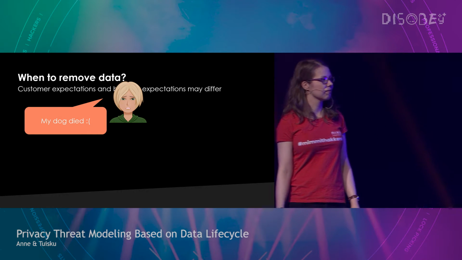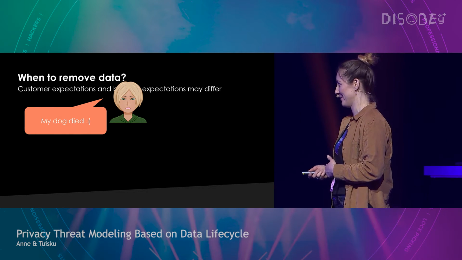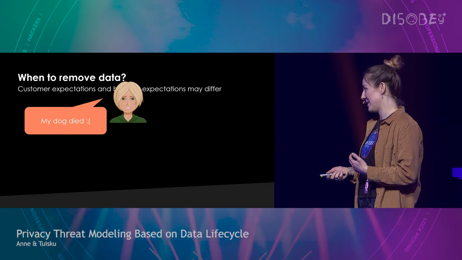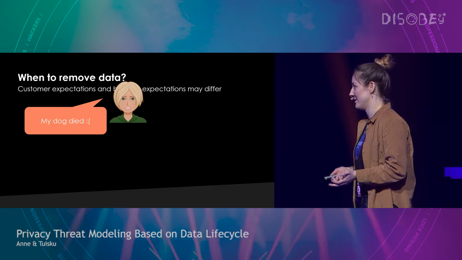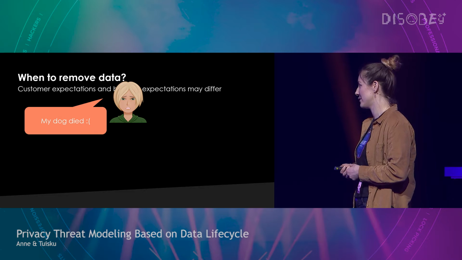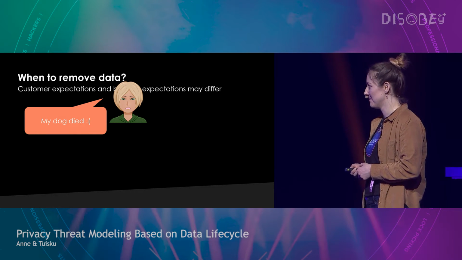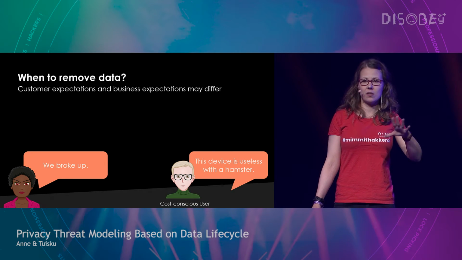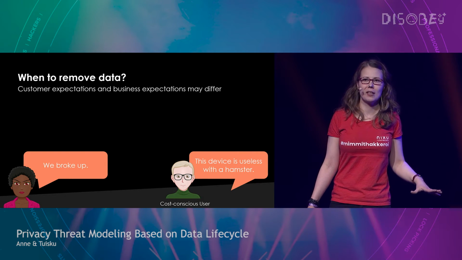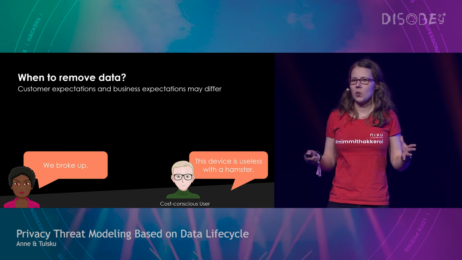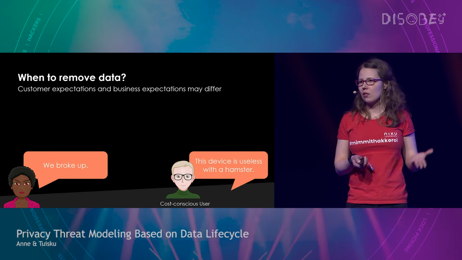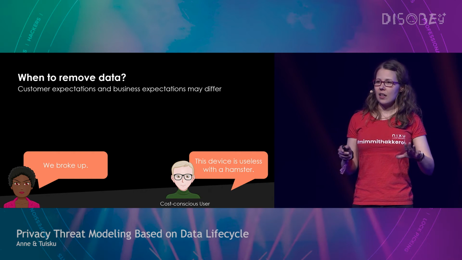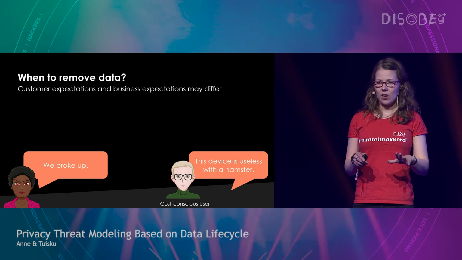But it would be really sad if I got a notification when my dog had already passed away. And that's true. Maybe I want to keep the data for sentimental reasons. How about then? Anyway, life happens. Maybe you broke up. You don't want to see your ex-spouse's walks and routes anymore. Or maybe you want to sell the device. It's not really useful for a hamster, maybe, after all. But you want to ensure that there's nothing in the device that will identify you.